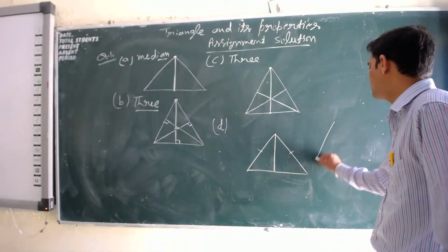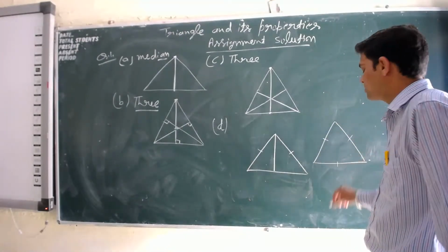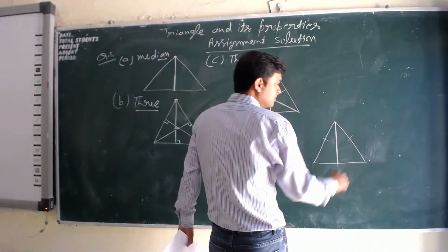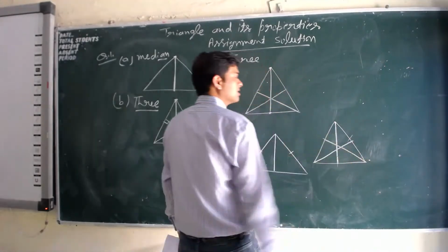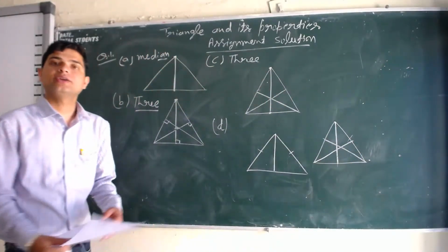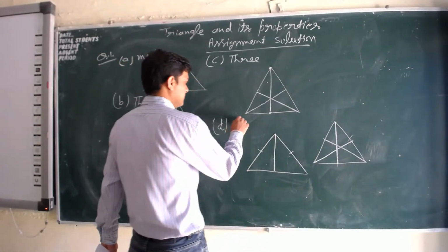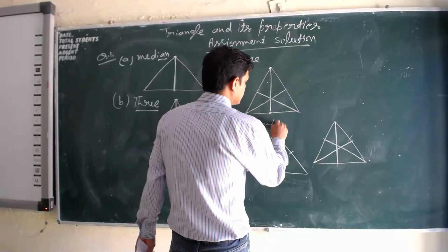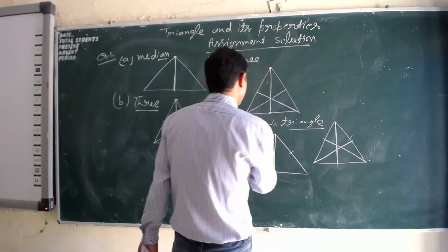But अगर हम equilateral triangle की बात करें, equilateral triangle that means all sides are equal with each other, then all the medians are the altitudes of the triangle. So it means equilateral triangle can be there. Okay. Equilateral triangle हमारा होगा.